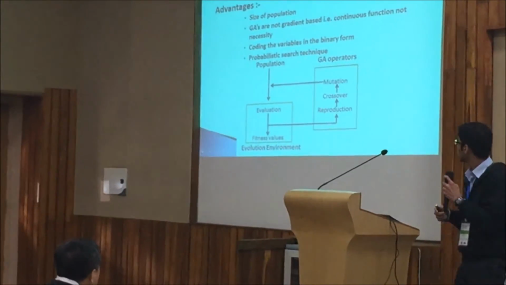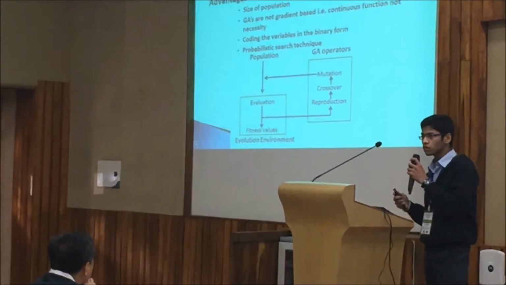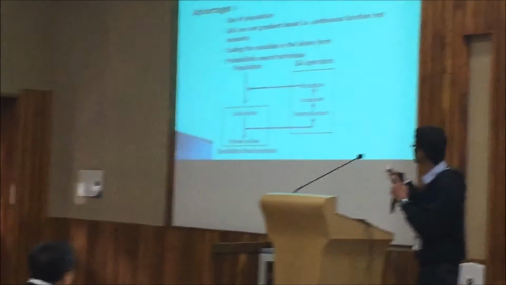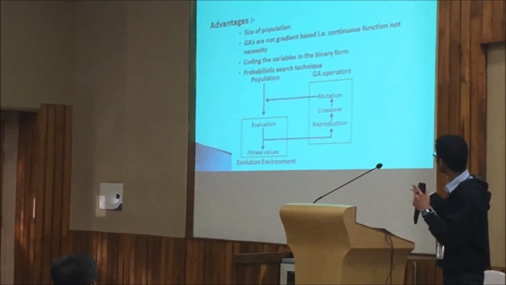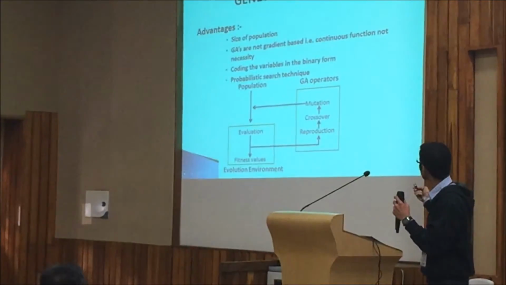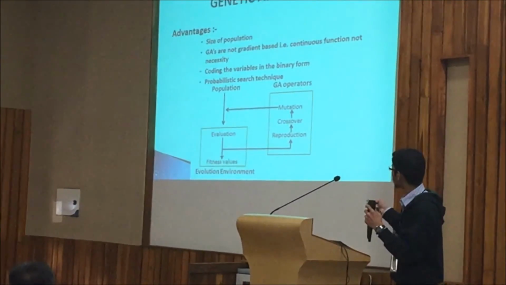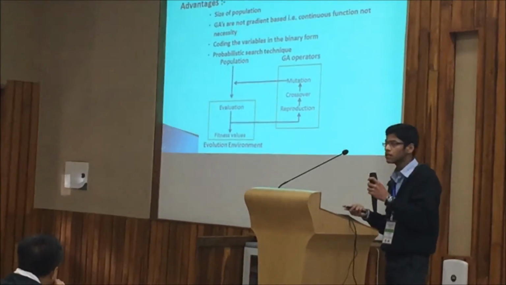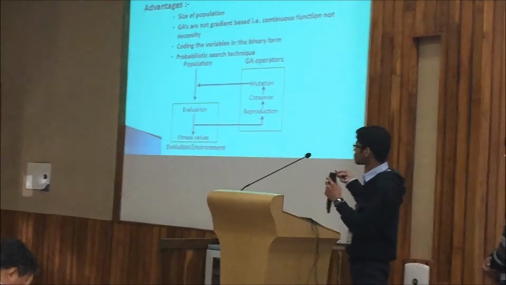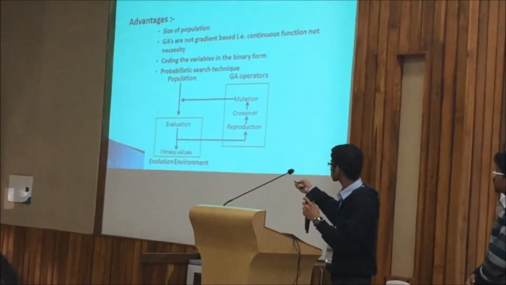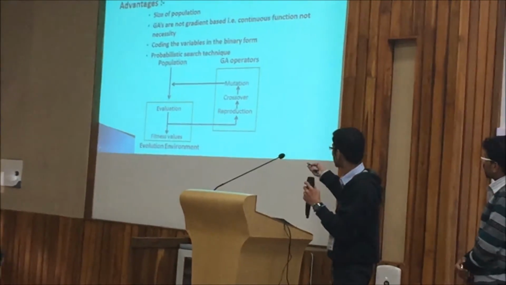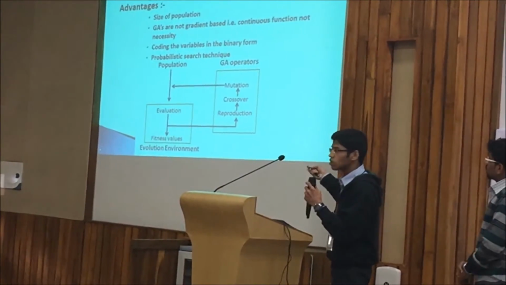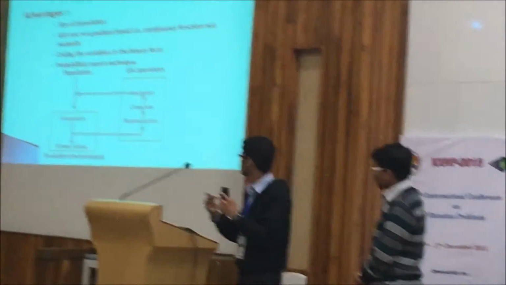Then for optimization, we are using a genetic algorithm because of some of its advantages: it uses a large size of population, it does not need continuous functions, and it is a probabilistic search technique. And here is a simple algorithm shown. We are using a large size of population, and we are evaluating the function using the objective functions we have.